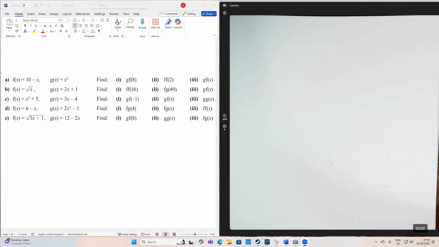And today we're looking at another really important topic for being able to secure a top grade at GCSE, and that is composite functions. Okay, now a composite function is when a function goes into a function. It's basically a function that is kind of like linked to another function.